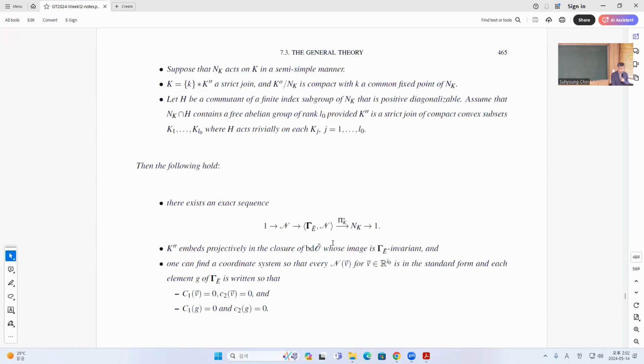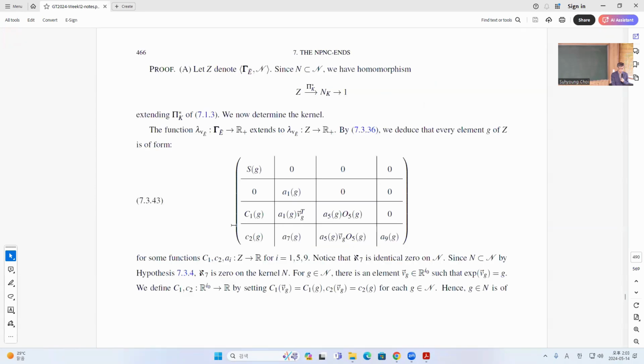And then the splitting is really that if you assume this hypothesis and this is a strict join, and if you have some commutant of the finite index group that is positive diagonalizable and is an abelian group of rank I and so on, then actually you can find this sequence and you can embed this K double prime into this real S^n, actually the boundary of tilde, and then you can also find the coordinate where all these entries are zero.